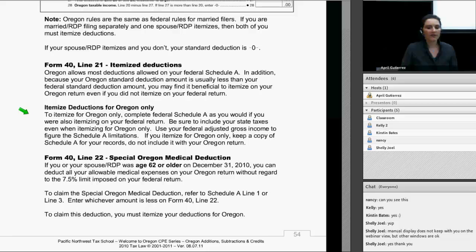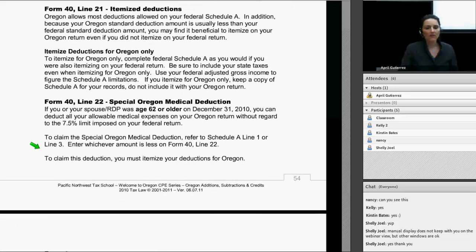And to itemize for Oregon only, complete federal Schedule A as you would if you were itemizing on the federal return. Be sure to include your state taxes even when itemizing for Oregon only. Use your federal adjusted gross income to figure the Schedule A limitations. If you itemize for Oregon only, keep a copy of Schedule A for your records, but do not include it with your Oregon return. Line 22 on Form 40 has to do with the special Oregon medical deduction.